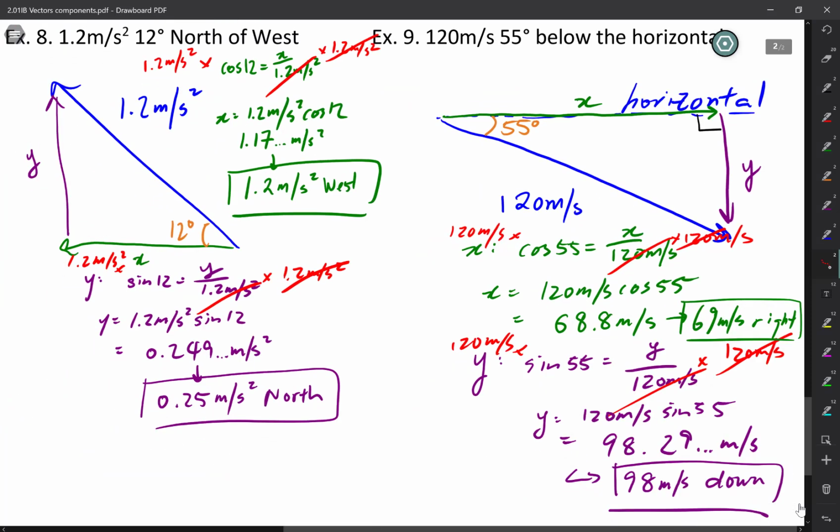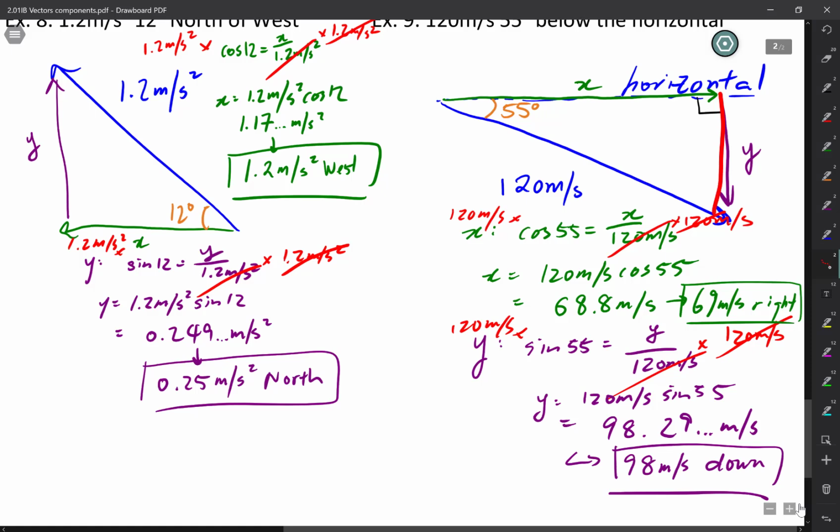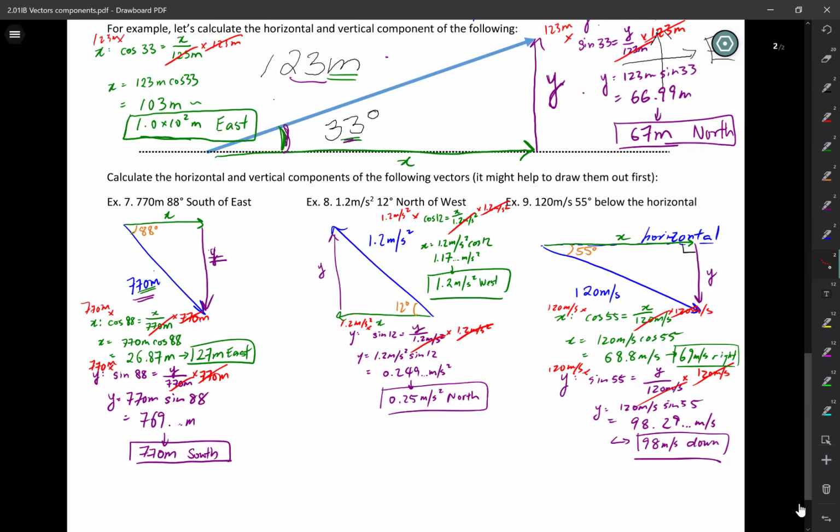As for the y direction, going down, this is the opposite side of 55 degrees, and having the horizontal, I did sine 55. This is equal to y over the 120 meters per second. Solving for y, I get 98 meters per second going down. That was the last example in this lesson.